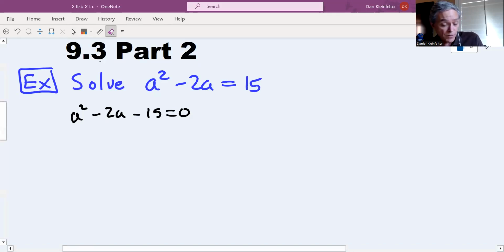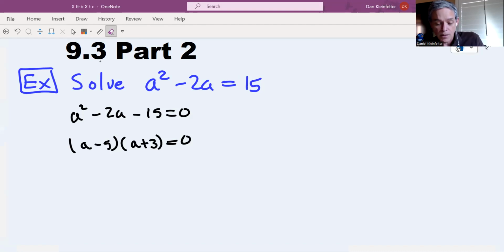So we're looking for two numbers that multiply to negative 15 and add to negative 2. That's going to be negative 5 and positive 3, right? So double check by multiplying if you want. So we'd have a squared plus 3a minus 5a would give the negative 2a and then minus 15. So this would give us solutions of 5 and negative 3. And that's the end of it.